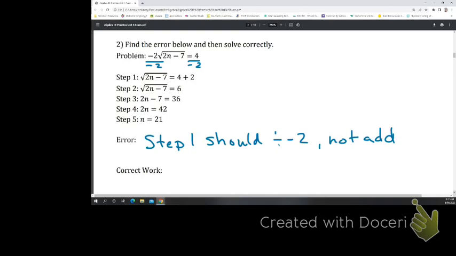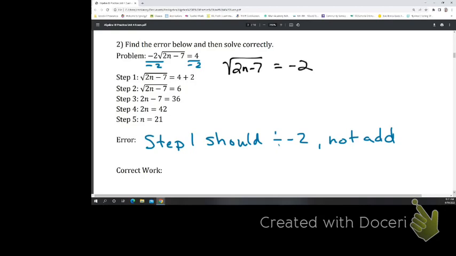You didn't put that in a proper sentence, and there's no punctuation. That's okay. It doesn't say you have to put it in a sentence. I didn't even say "should be." So square root of 2n minus 7 would be -2.